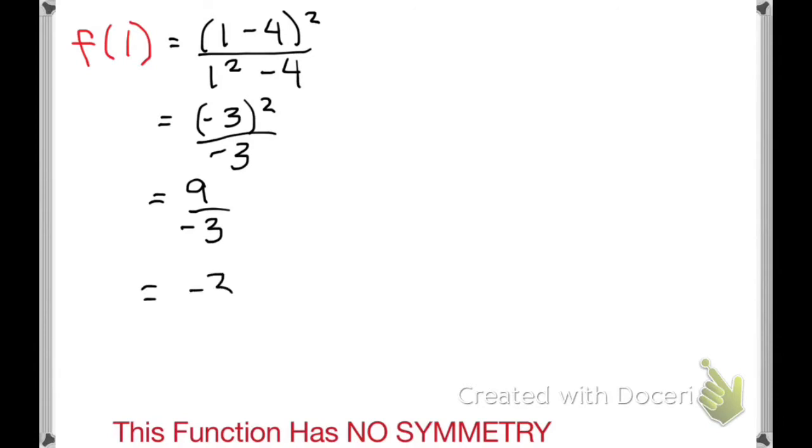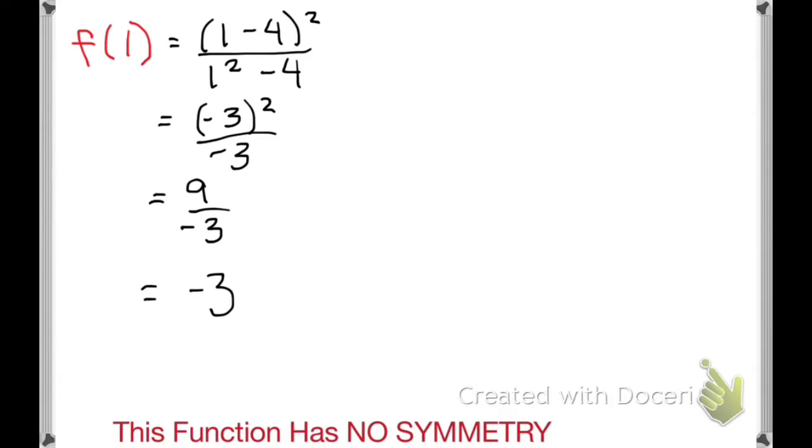Now we're going to see if our function has symmetry. So what I'm going to do is I'm going to plug in 1 and negative 1 into our function and see what kind of y values we get. So we're going to take f of 1, which is just going to be the quantity of 1 minus 4 squared all over 1 squared minus 4. And that's just going to give us negative 3 squared all over negative 3. And we just get 9 over negative 3, which is going to give us a y value of negative 3.